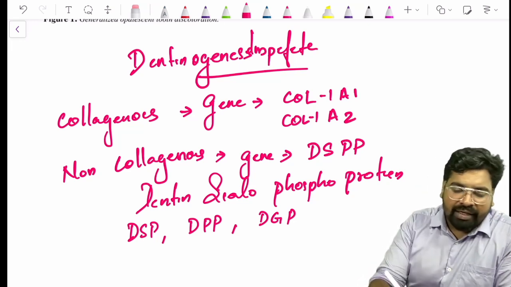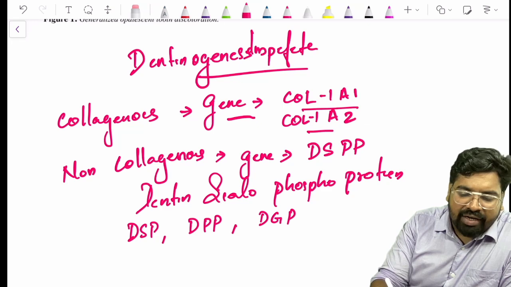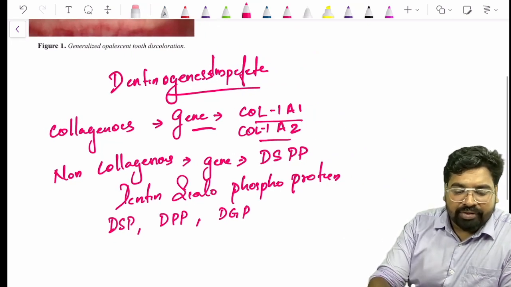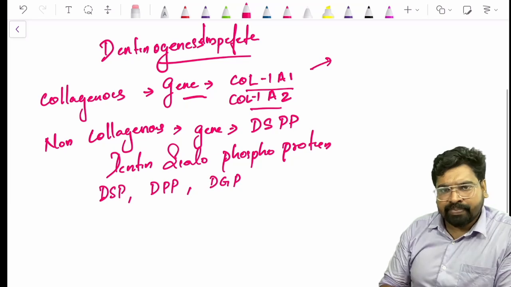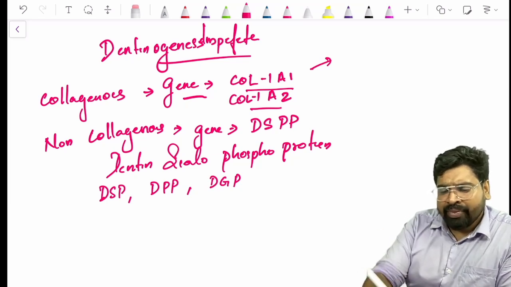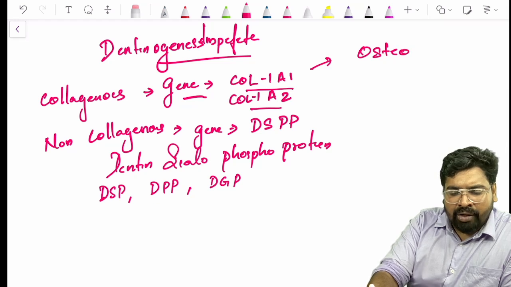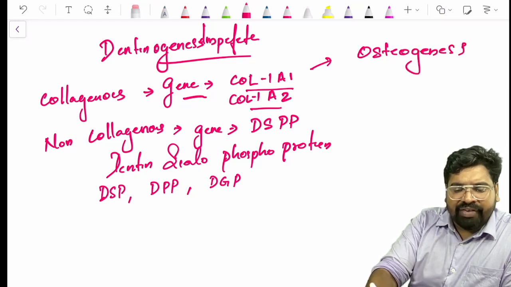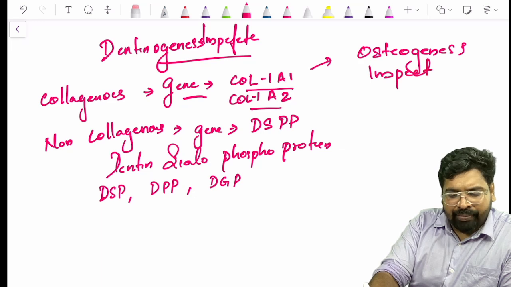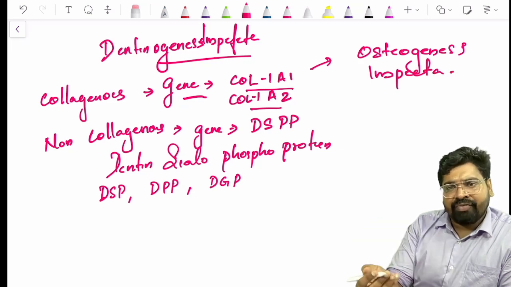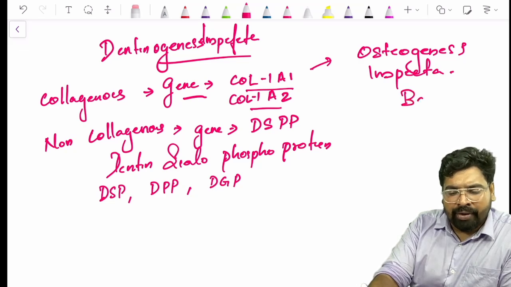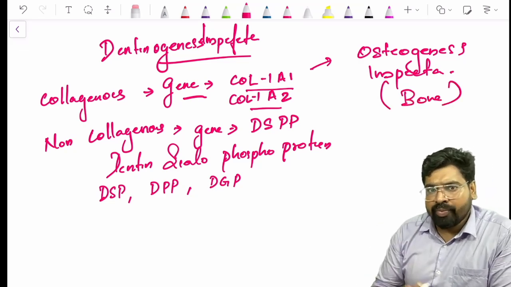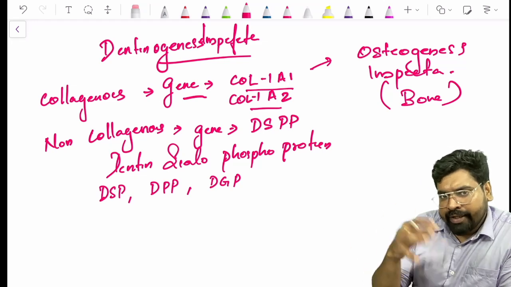Now you know that the genes COL1A1 and COL1A2 are also responsible for another developmental anomaly, osteogenesis imperfecta. This we will see when we are discussing bone. Osteogenesis imperfecta is the developmental anomaly of the bone, and the same gene is involved in dentinogenesis imperfecta.